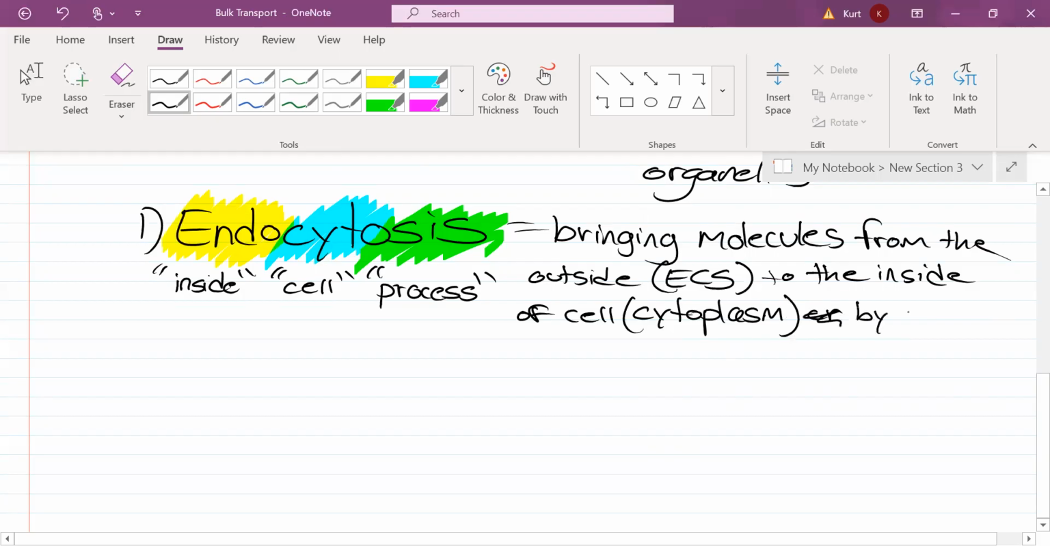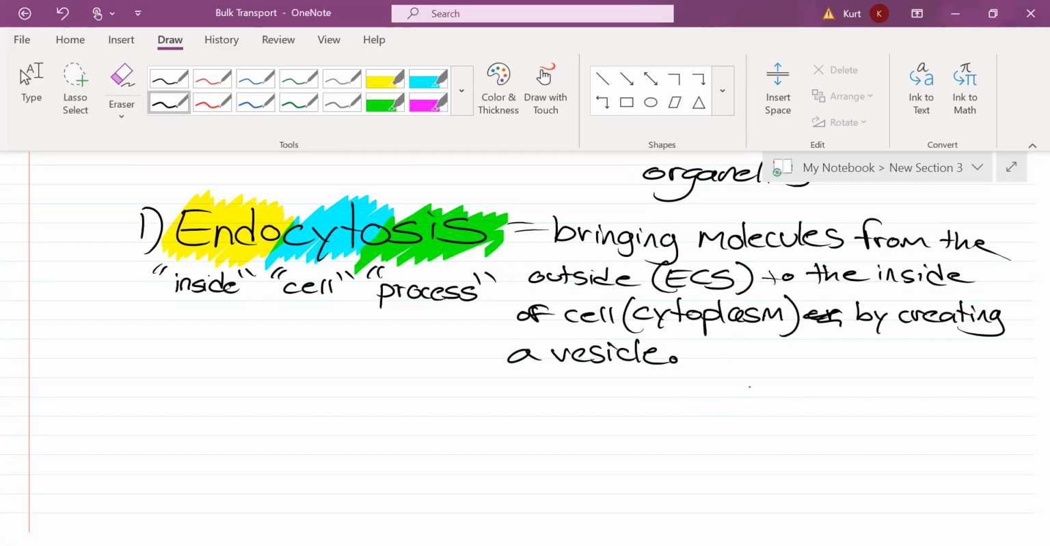By creating a vesicle. So this vesicle is going to be made up of the same stuff that the membrane is made up of and the membrane of the organelles is made of.